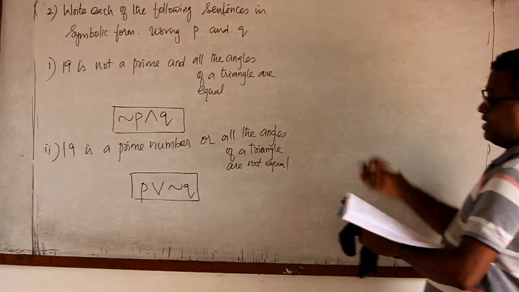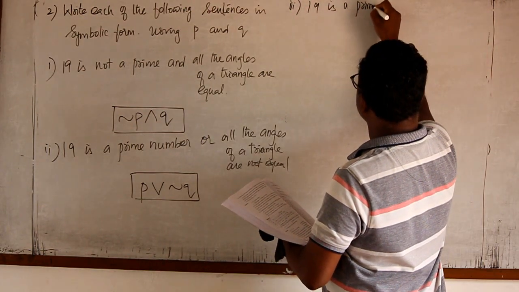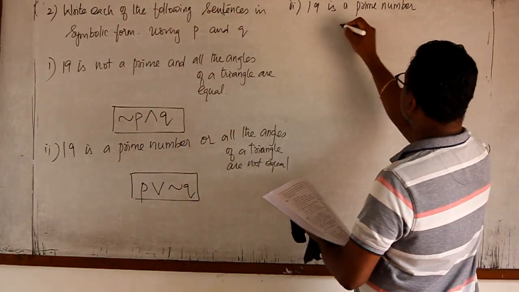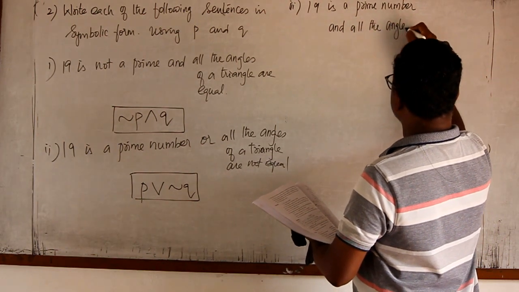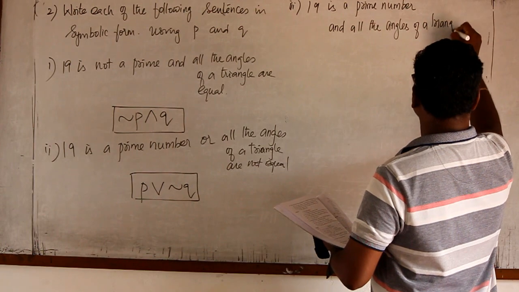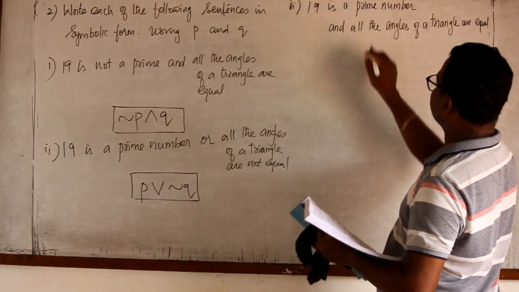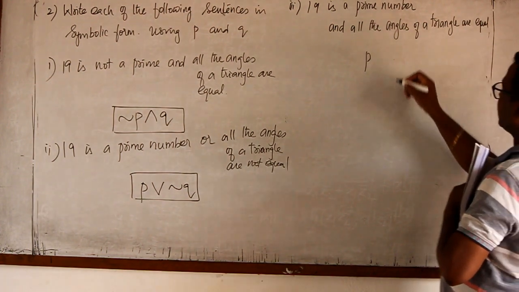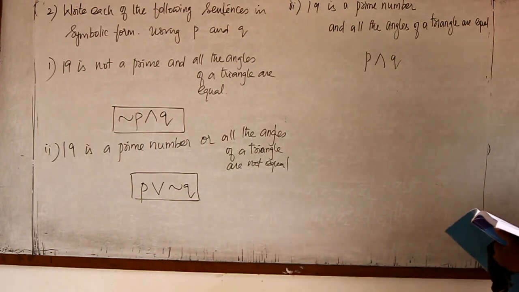Now, third. 19 is a prime number and all the angles of a triangle are equal. So 19 is a prime number is a positive statement, so it is P. All the angles of a triangle are equal, again it's a positive statement, so it is Q. And means I must put this symbol. That's P cap Q.